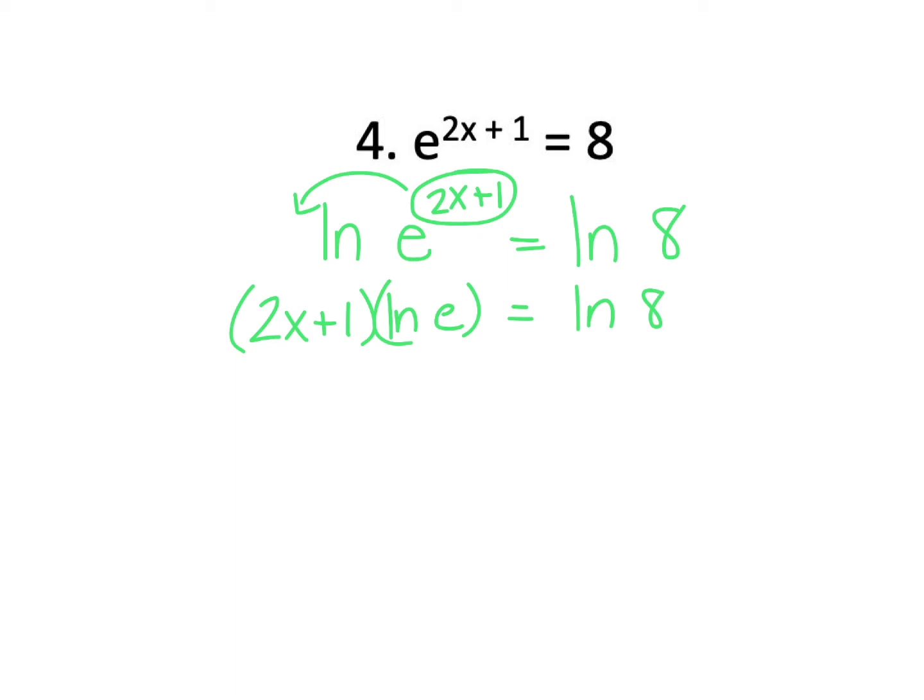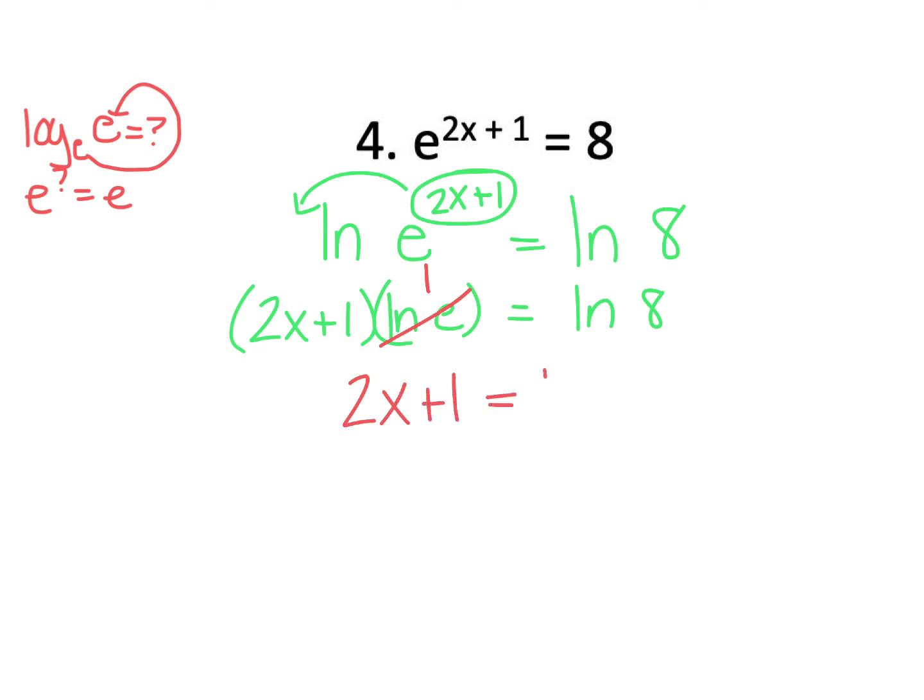Now, the ln of e, this is inverse. This is actually 1. You just need a little reminder, the ln is a log with a base of e. So if I'm saying e to what power is equal to e, well, that's e to the first. So the ln of e is 1. So then what I actually have is 2x plus 1 times 1 is 2x plus 1 equals the ln of 8. So what am I going to do?